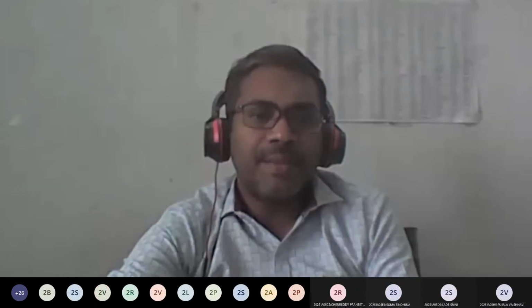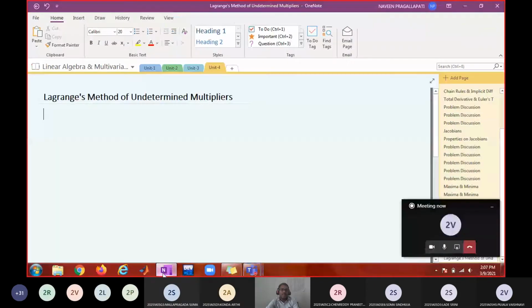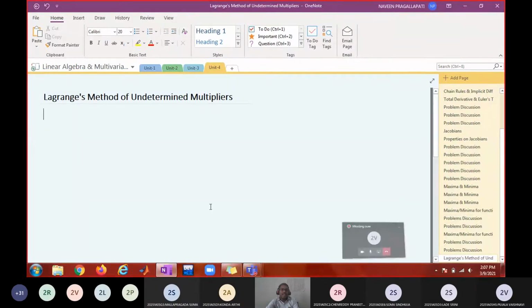So all of you put this heading: Lagrange's method of undetermined multipliers. Okay, the method name is called Lagrange's method of undetermined multipliers.